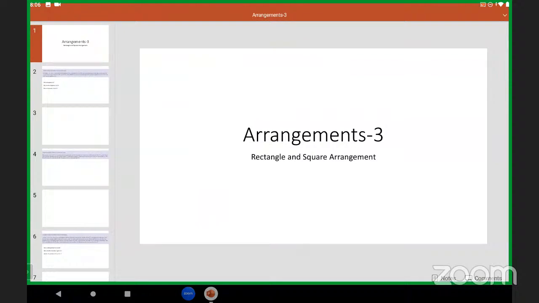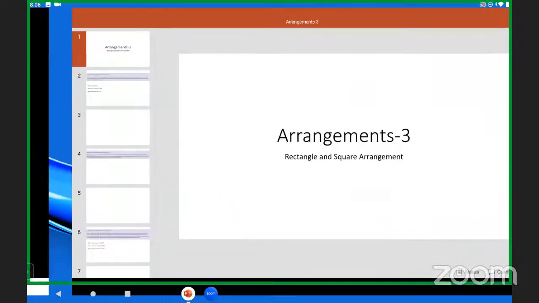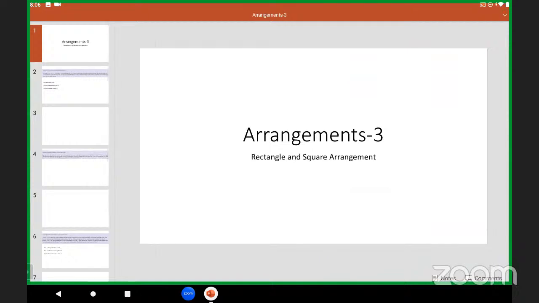Okay, so we'll start with today's topic, that is arrangements. So basically, we have seen linear arrangement, circular arrangement. Now there are types of question based on rectangle and square arrangement. These types of question can be solved on the fundamentals of circular arrangement, but we have to arrange the given people in terms of the sides that is mentioned.